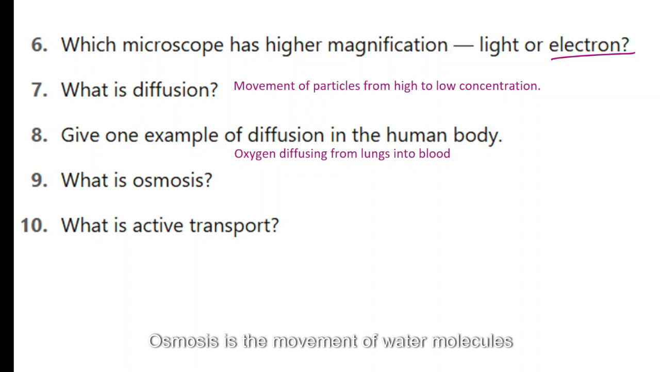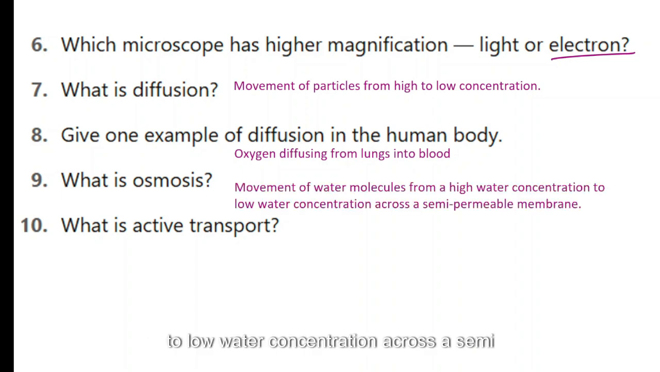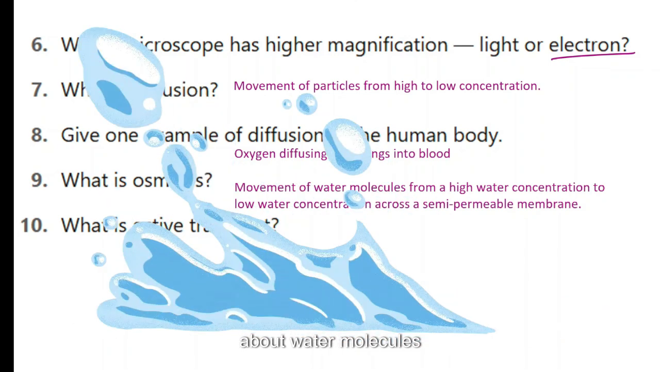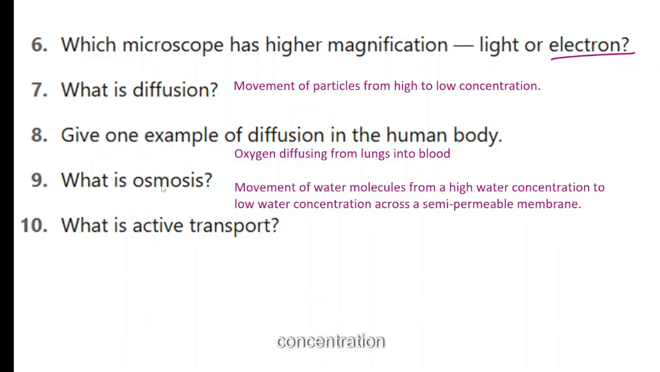Osmosis is the movement of water molecules from a high water concentration to a low water concentration across a semi-permeable membrane. Now, it is really important to note that diffusion could apply to any molecule. So in diffusion, we could be talking about any substance, but in osmosis, we are particularly talking about water molecules, and they go from a higher water concentration to a lower water concentration, and it only happens through a semi-permeable membrane, or we can call it a partially permeable membrane.